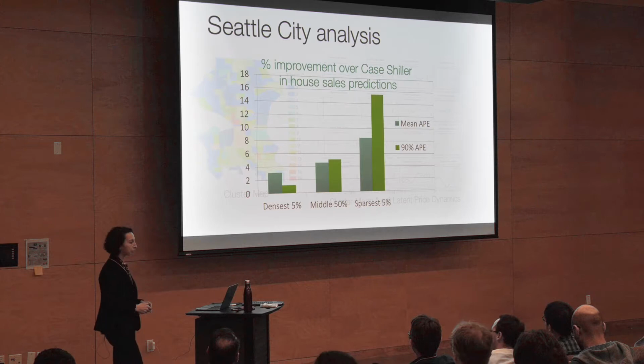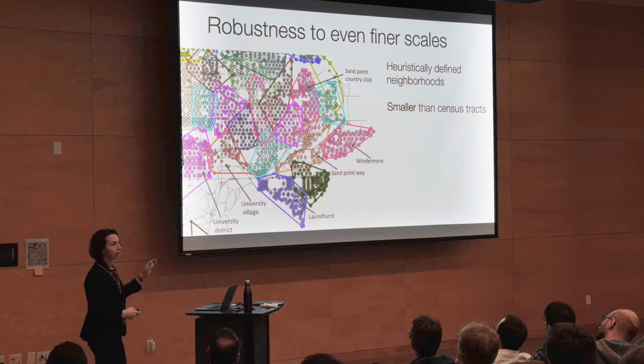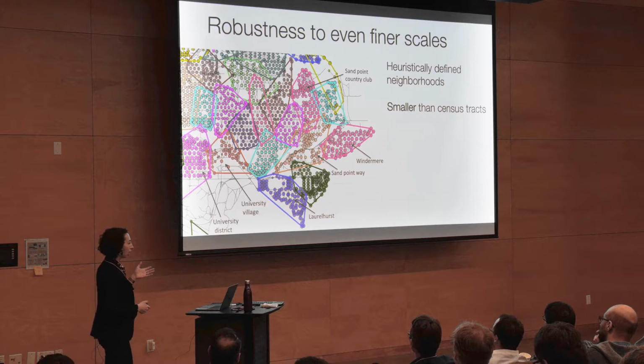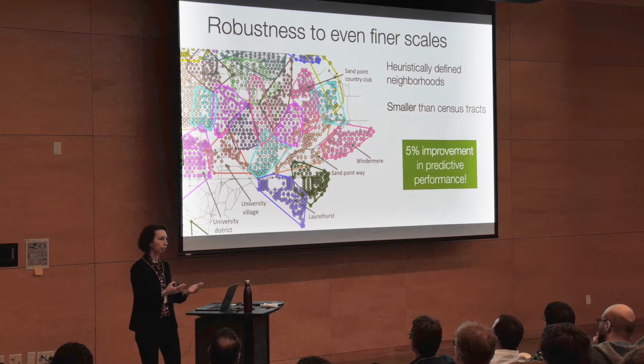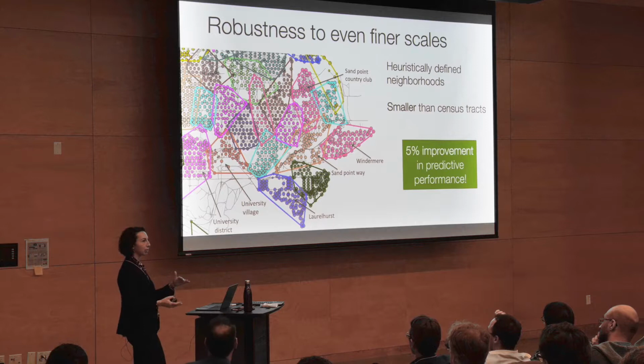Okay, well, we decided to push our method even further and analyze even finer scale regions that are heuristically defined by scalability. And what we found is that even though the data scarcity challenge is much larger in this setting, we actually ended up with a 5% improvement in predictive performance just because of how spatially heterogeneous housing is. And in contrast, for existing methods for forming indices, the performance gets worse and worse as you go below the zip code level because they can't handle the scarcity of data at those levels.